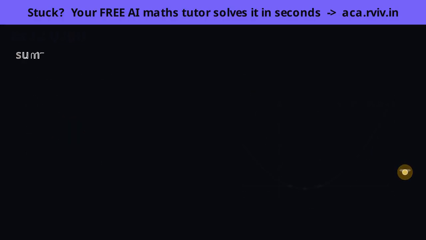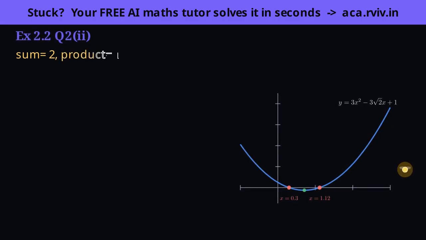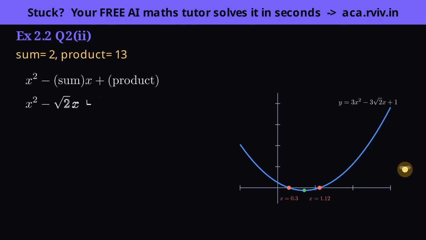Part 2 swaps in an irrational sum, √2, but a surd is just a number, so the exact same build template applies. Setup: same template as before, x squared minus sum x plus product. The method doesn't care whether the numbers are whole, fractional, or irrational. Substitute sum √2 and product 1/3 straight into their slots. Clear the 1/3 by multiplying every term by 3, which turns the middle term into minus 3√2 x, zeros unchanged, fraction gone.